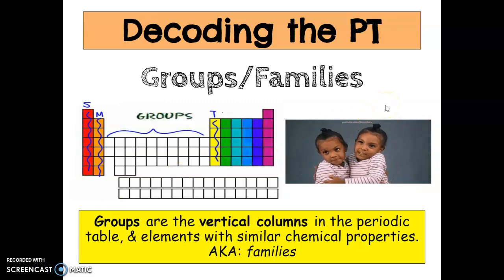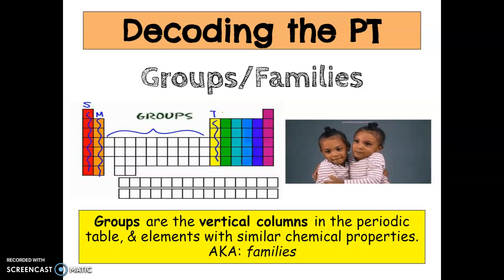All right, now let's talk about groups and families. The vertical columns that go up and down are going to be your groups or your families. You can call it either way. The groups and the families are special because the elements in the group or family have similar chemical properties. And the way that you can remember this is to think about yourself in your own family, right?